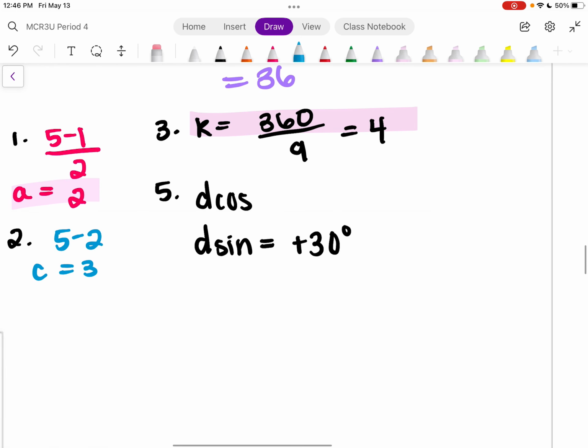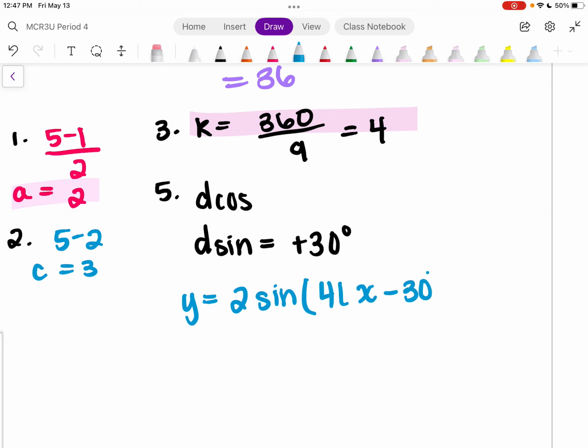So if we write out our sine function, it's going to be y equals 2 sine 4x minus 30, because you have to change the sign, right? Plus 3, because that's our axis.